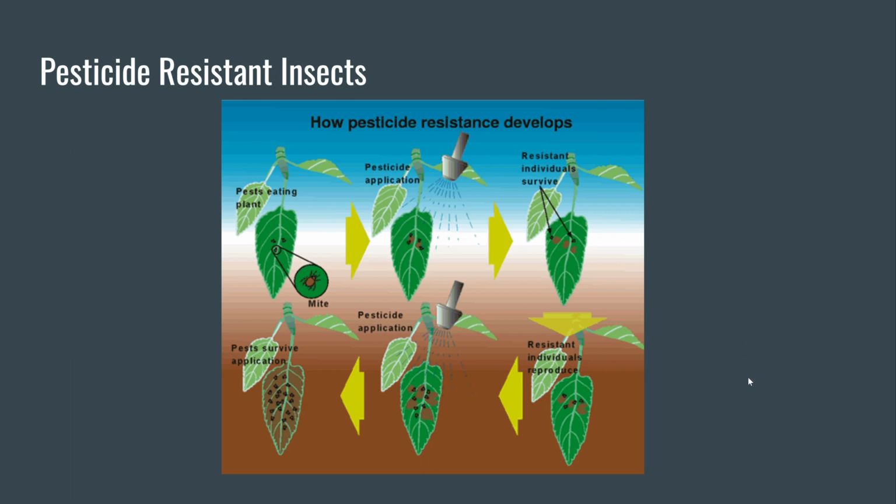But this image that I have here perfectly summarizes how this comes about. So this resistance commonly happens when the same pesticide or general deterrent is used, but can begin with the first use of whatever pesticide or deterrent is being used.